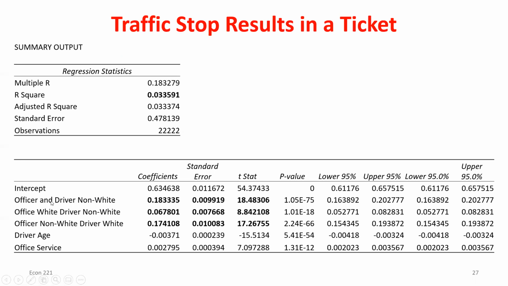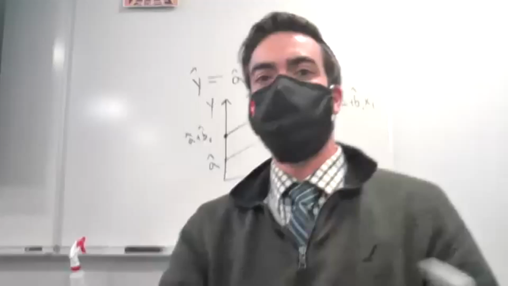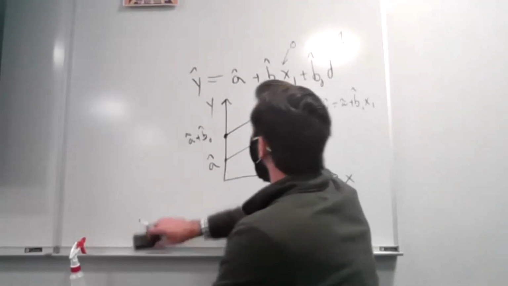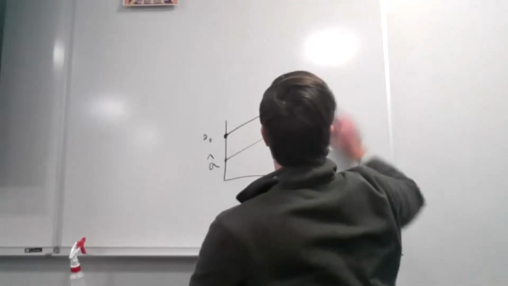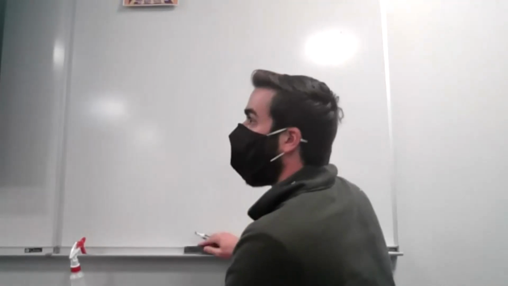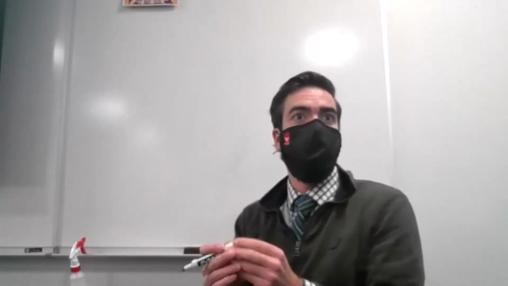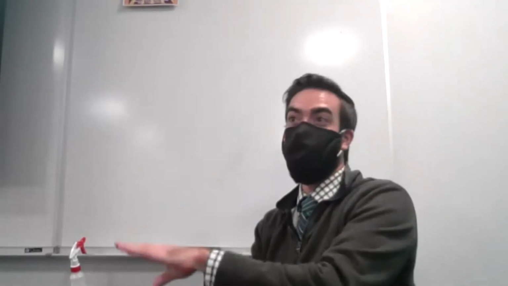If we look at these dummy variable indicators, where the officer and driver are both non-white, relative to if they were both white, there's a pretty significant increase in our Y variable. Now, talking about dummy variables, this is the first example I've shown you where that Y variable is a dummy. It's a binary variable. You either get a ticket, 1, or you don't, 0.